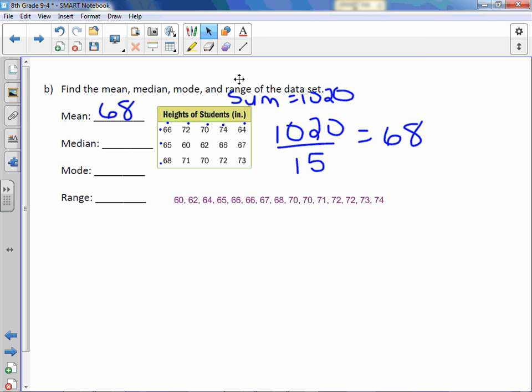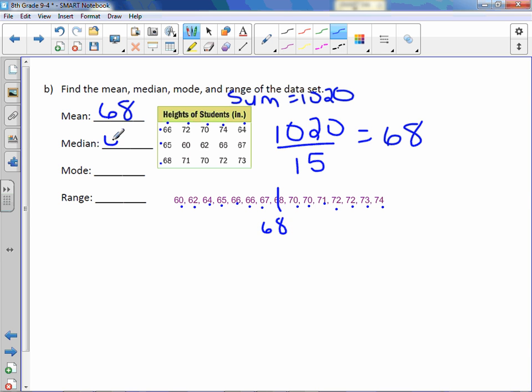Now we need to find the middle. So 1, 2, 3, 4, 5, 6, 7. Looks like our middle number is right here. Since it's only one number, we can say that that's the median, nothing extra we have to do.